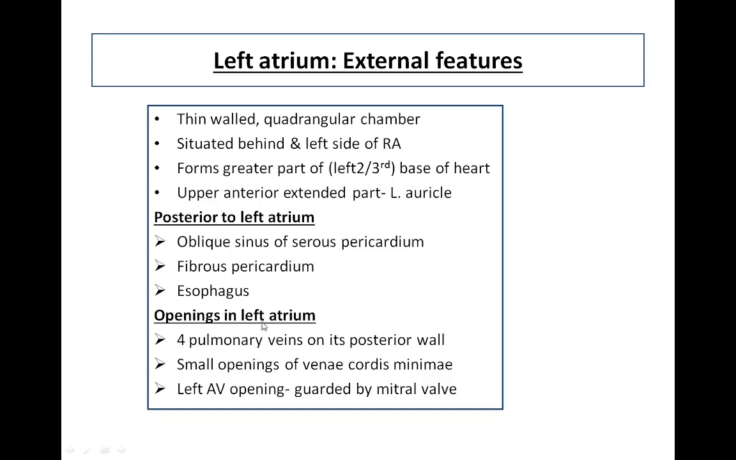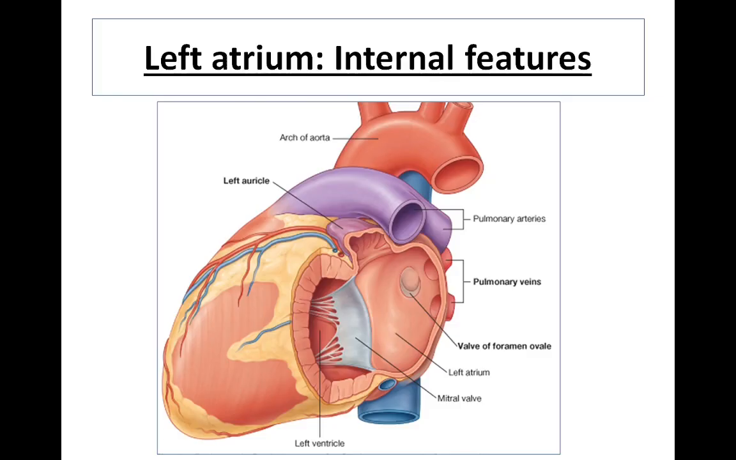So what are the openings in the left atrium? Four pulmonary veins on its posterior wall. Then small openings of the venae cordis minimae or Thebesian veins, as I said in the last class also. Then the left atrioventricular opening, the connection between the left atrium and the ventricle. It is guarded by the mitral valve, having 2 cusps, while on the right side it has 3 cusps.